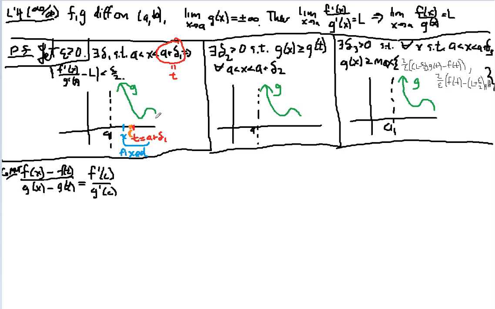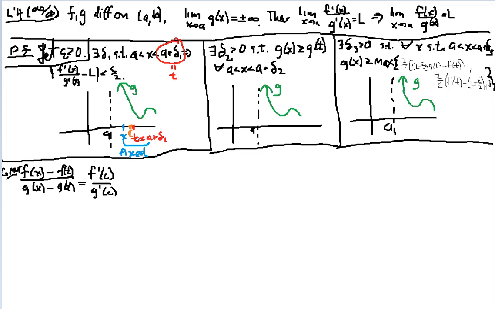So for the remainder of the proof, we're basically going to take t to be fixed, where x can be anything in this interval. My goal is to show that f of x over g of x minus L is less than epsilon. That's how I'll know when I'm done.